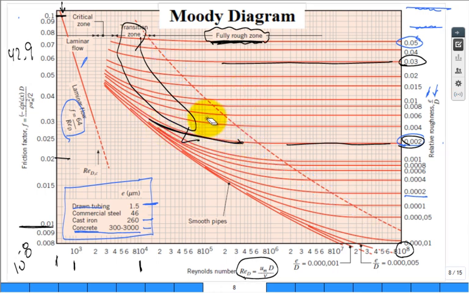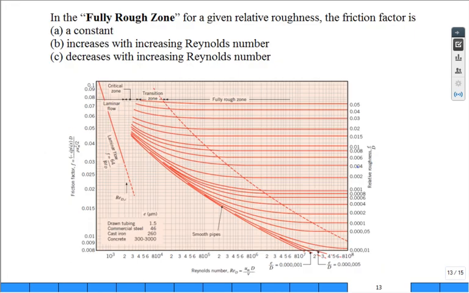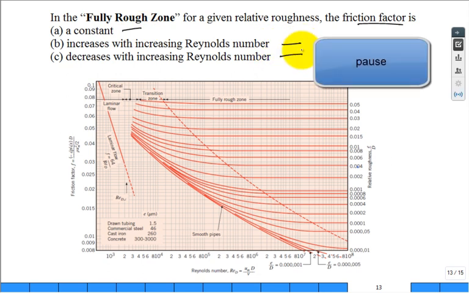So this brings out my only clicker question for today. In the fully rough zone, for a given relative roughness, the friction factor is a constant, or increases with increasing Reynolds number, or decreases with increasing Reynolds number.